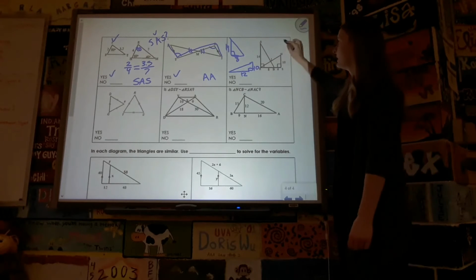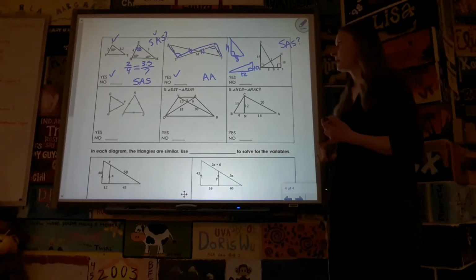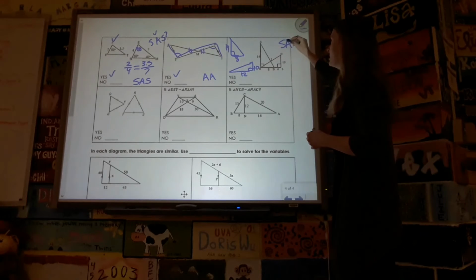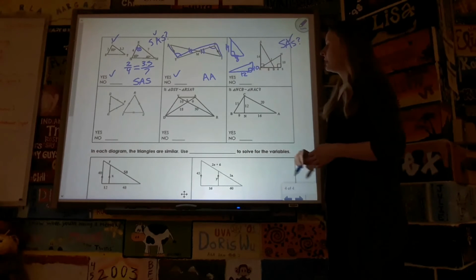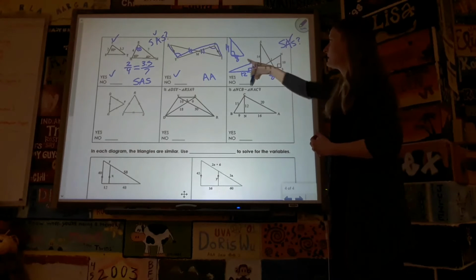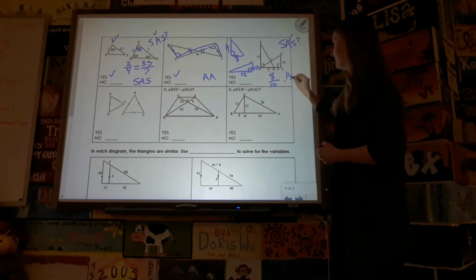Alright, so clearly this one is going to be side angle side that I am testing. So I have the angles already. I can see I have those right angles for each triangle that are congruent. So that's the A part. Now I need to compare short to short and long to long in each triangle. So I'm going to compare 8 to 10 and 14 to 12.